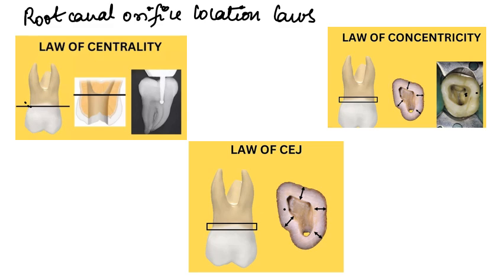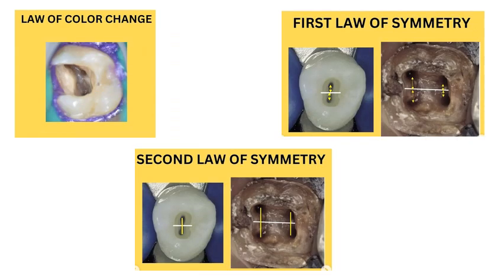So, at this level, you can guarantee that your root canal orifices will be located there only. Okay. Law of color change: always look at the floor. The floor will be darker than the walls. And symmetry. So there will be 2 laws of symmetry, first law and second law. Basically this is not applicable for your maxillary molar, except that all the teeth will have this law of symmetry. So when you draw a line in the mesiodistal direction, your root canal orifices will always be equidistant on both sides of this line. And the second law of symmetry is that your root canal orifices will be exactly perpendicular to this line drawn in the mesiodistal direction, and this is applicable to all the teeth except maxillary molars.